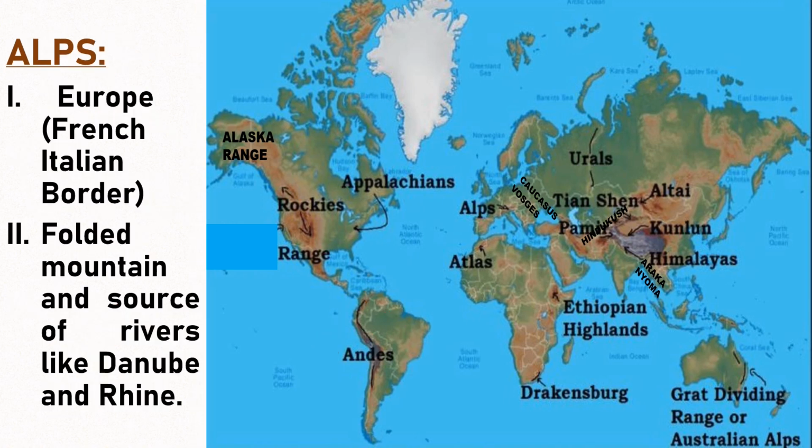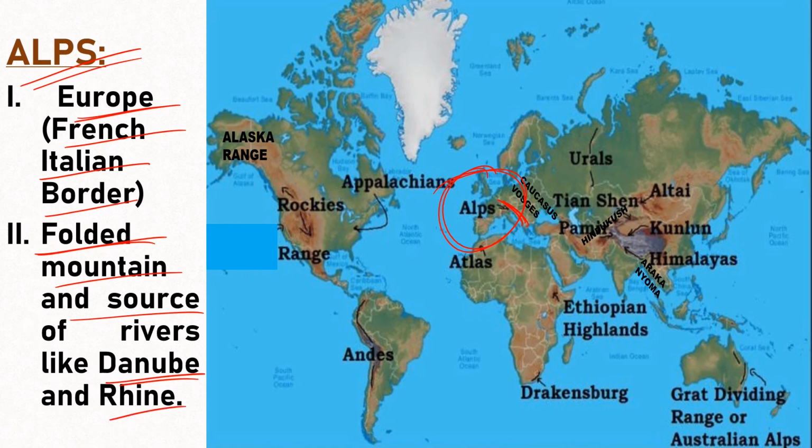Then moving further, we will discuss the Alps mountain range. It's located here in Europe, on the French-Italian border. As you can see, French-Italian border, Alps. They are also fold mountains and the source of various rivers like the Danube River and the Rhine River. They originate from the Alps mountains.